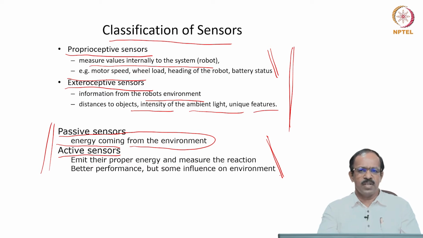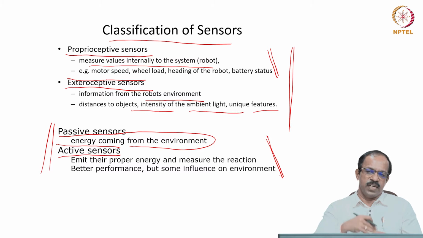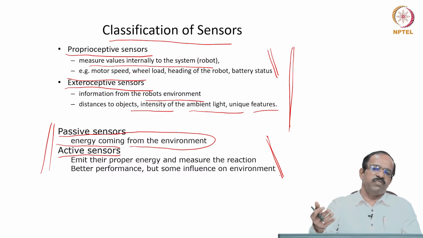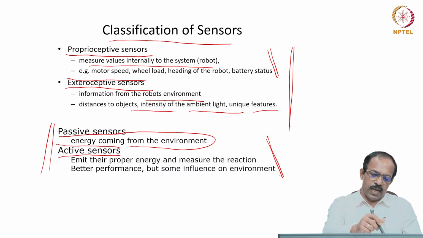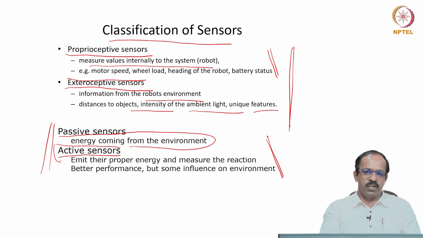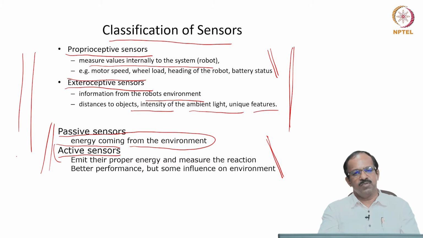So, we will see some examples. For example, if you have a range sensor, a laser range sensor will send a laser signal and use that signal, that energy, to get the reflection and then use that for measuring the distance. So, that is actually an active sensor. Some sensors will emit energy, some won't. The one which has its own energy and emits energy is called active, the other one is known as passive sensor.